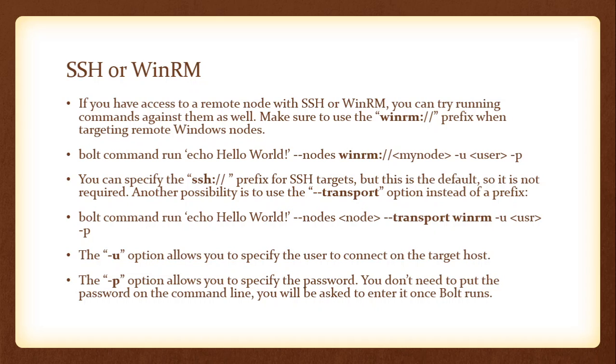Another possibility, you use the dash transport option instead of a prefix. The bolt command run hello echo world dash node transport WinRM -u usr -p. The U option allows you to specify the user to connect on the target host. If you're logging in as the administrator, where it says USR, that's administrator.